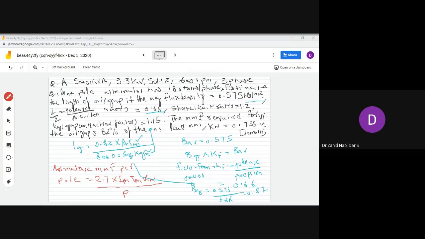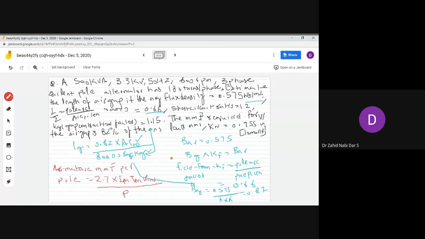Bhavna. By now you should be able to calculate the number of poles because I have already given you the hint also. So you calculate. So you can calculate the number of poles.